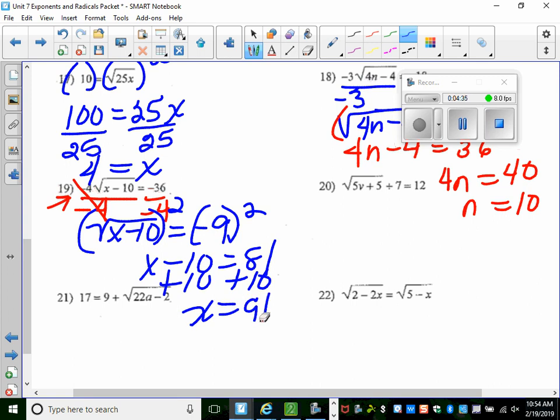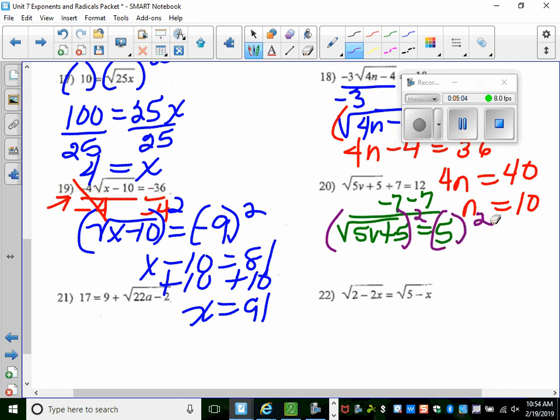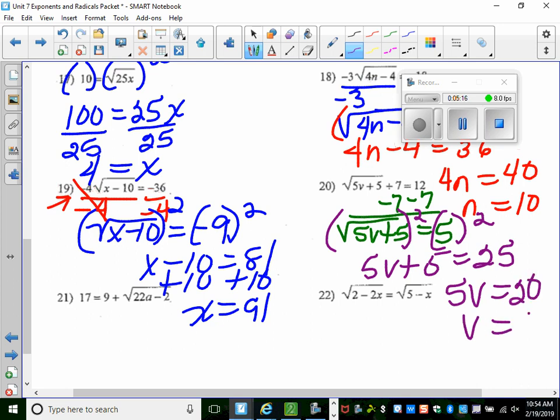All right. So now when we get to number 20, we don't have anything on the outside, but we do have this +7. So like when we're solving, we always use the inverse operation. So we're going to subtract 7 from both sides. That will give us 5v plus 5 under the radical equals 5. Follow the same process afterwards, squaring both sides. So we'll have 5v plus 5 equals 25. When we subtract 5, we get 20. Divide by 5, we get 4.